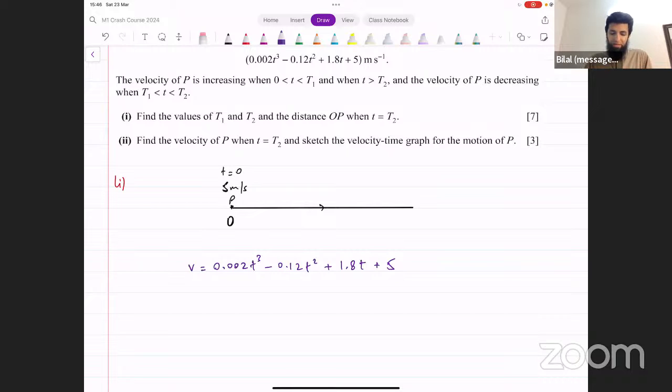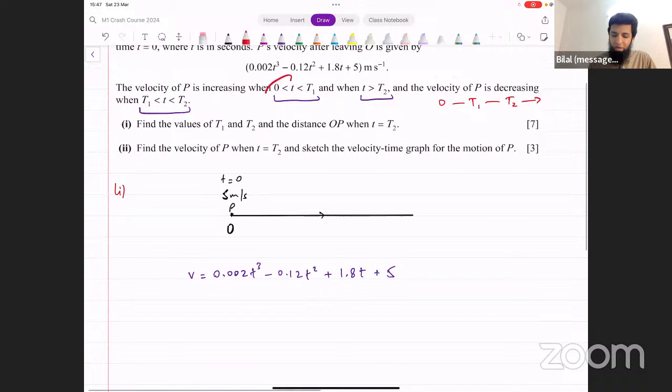Now it says velocity of P is increasing when time is between 0 and t1 and when time is greater than t2, and the velocity of P is decreasing when time is between t1 and t2. Now, that's a lot of notations that they've used here, but all that means is we are basically dividing our journey into different parts like this. That the first part is maybe 0 to t1, and then t1 to t2, and then t2 onward.